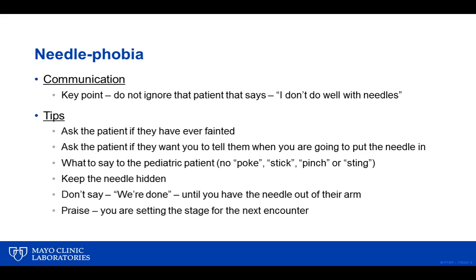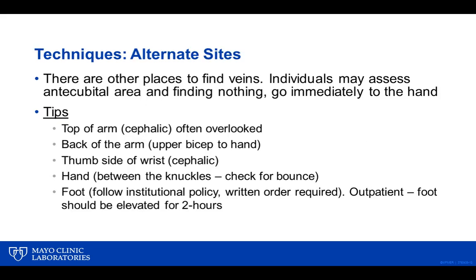Alternate sites that you can use, besides the antecubital fossa, you can look there. You look at the top of the arm. We can use everything here at Mayo from the top of the shoulder to the end of the fingertips. Don't be afraid to use the whole arm. You can use veins up in the bicep area, in the lower arm, on the back side of the arm. A lot of times there's a nice vein back there. The cephalic runs down on the thumb side of your arm and the wrist area. A lot of times that vein will pop up.